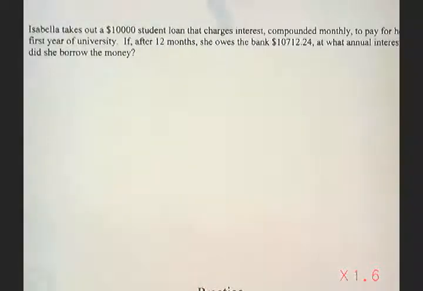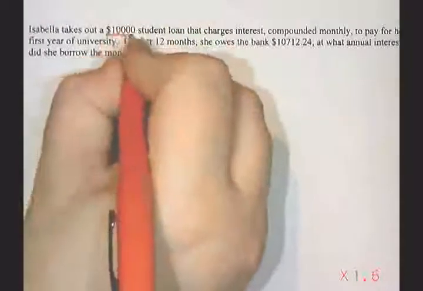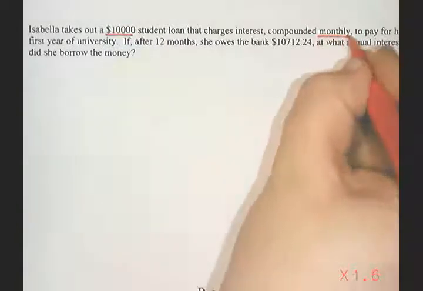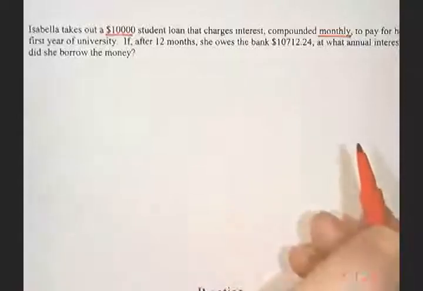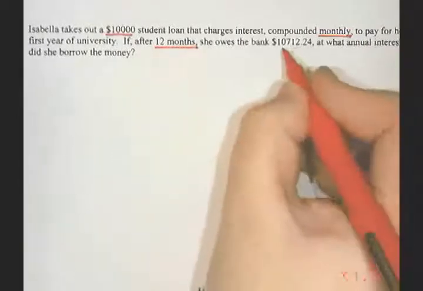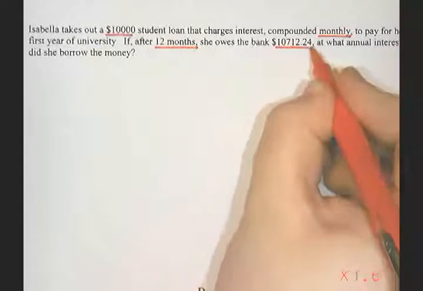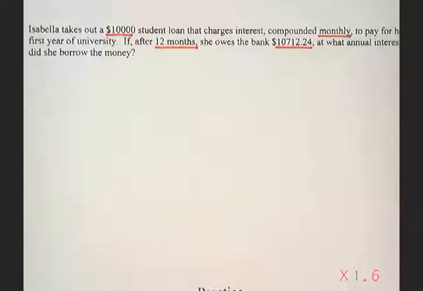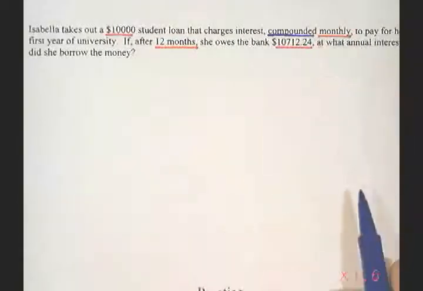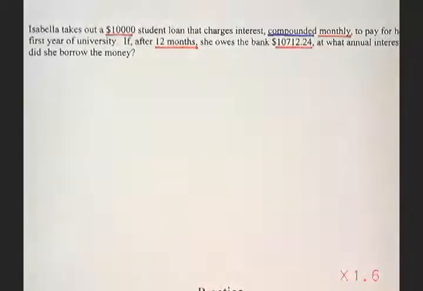So first thing I like to do is underline all the things that I think are important. So I notice we've got $10,000. It says that our interest rate is being compounded monthly, although I don't know what the rate is. And we're doing it for 12 months, and she owes $10,712.24 at the end. And what we'd like to know is what the annual interest rate is that gets us this. So first thing I notice is we've got compounded, which tells me this is compound interest and not simple interest.